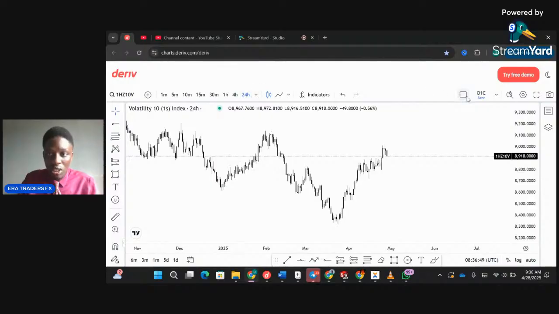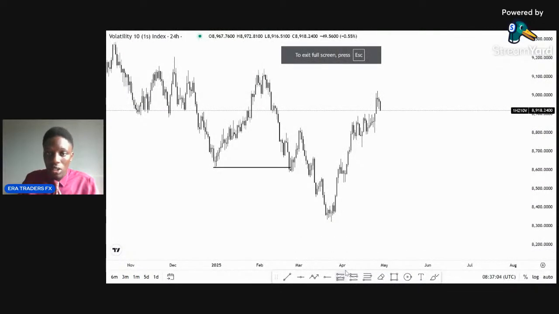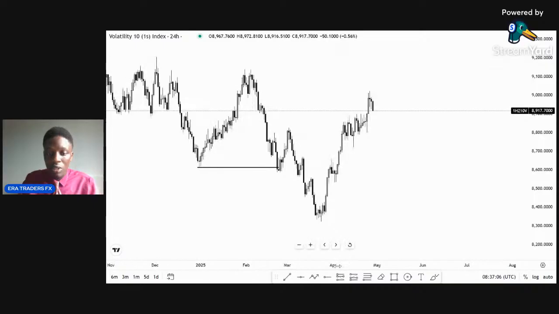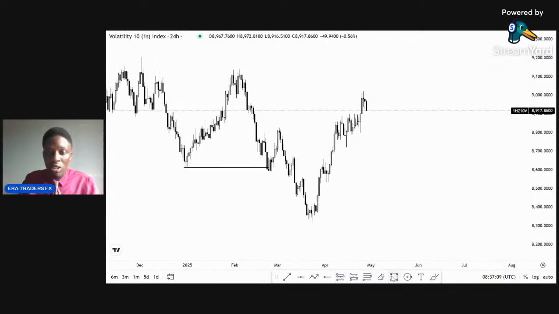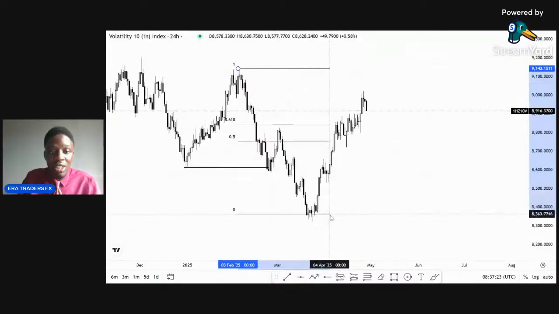Now this is the 24-hour time frame. On the 24-hour time frame, like I said, this was the major break of structure to the down. Now, from this low to this low, price did not get to this 50%, so we would not have taken this sell even if it sold. It did not show that it's a restructure and everything.